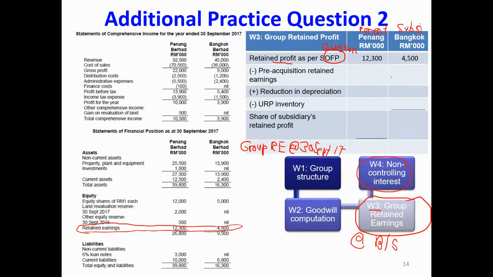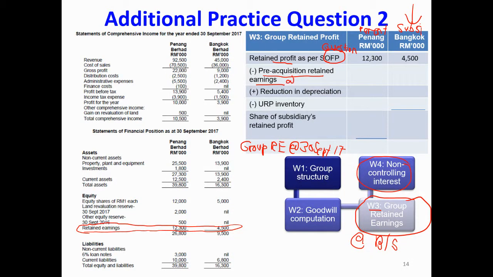Okay. And then we know that for Bangkok's retained earnings, 4.5 million is not the actual retained earnings because throughout the year there are a few adjustments. So we have to do adjustments to Bangkok's retained earnings. Okay, the first adjustment is your pre-acquisition retained earnings. This 4.5 million includes pre-acquisition retained earnings, which is before they become a group. So we have to remove out the pre-acquisition retained earnings.